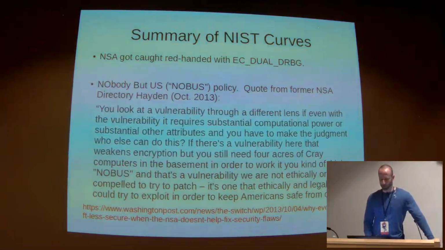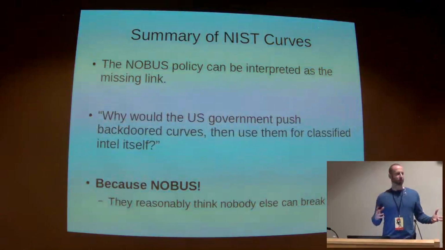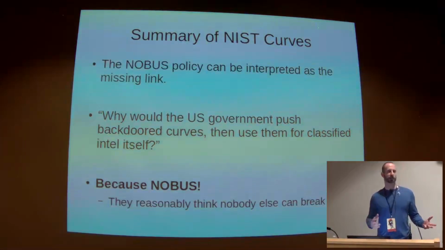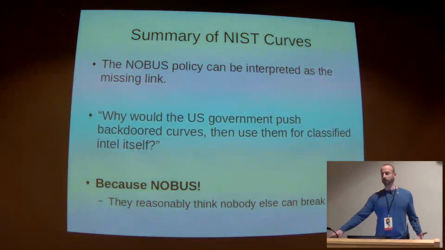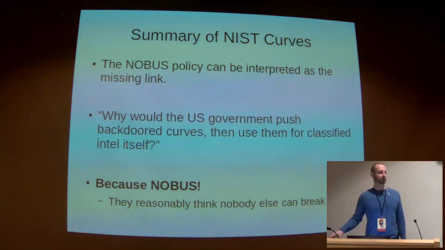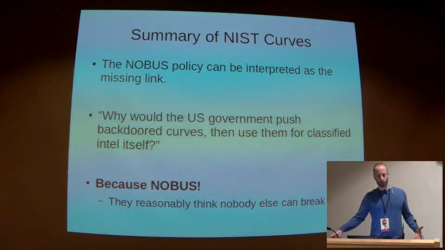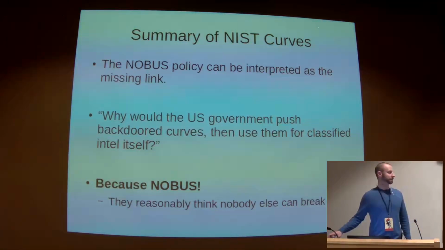So you can kind of interpret this as the missing link. I said before, one of the big arguments against the NIST curves being backdoored is the fact that the US government uses them. So they say, well, why would the government push backdoored curves if they were then using them themselves? Well, because of this NOBUS policy. If they think that nobody else can exploit these issues but them, then they could plausibly feel safe pushing them on the public.